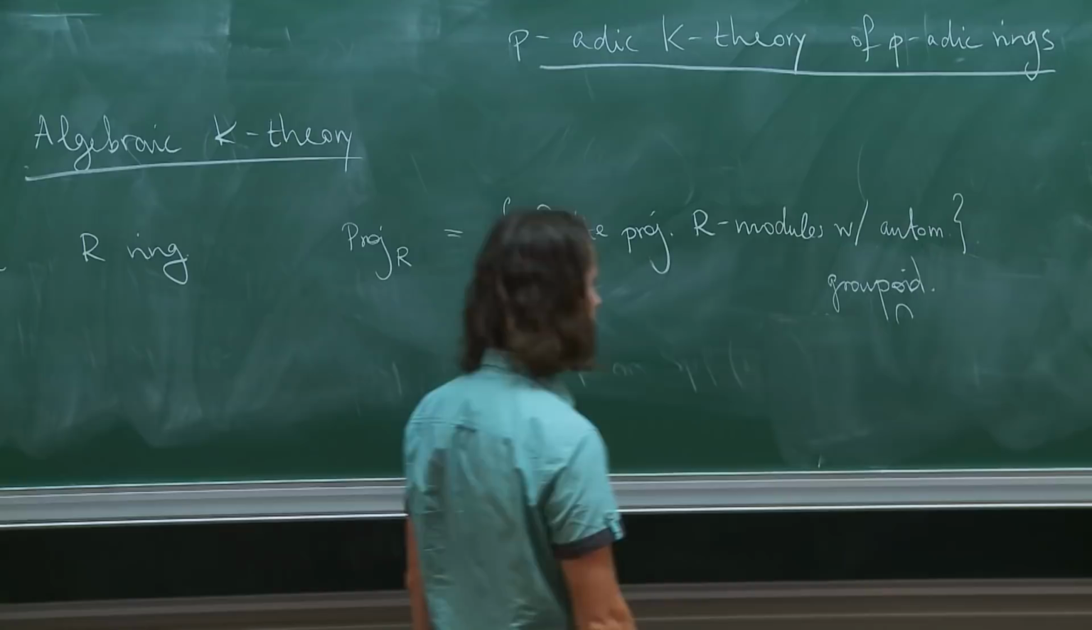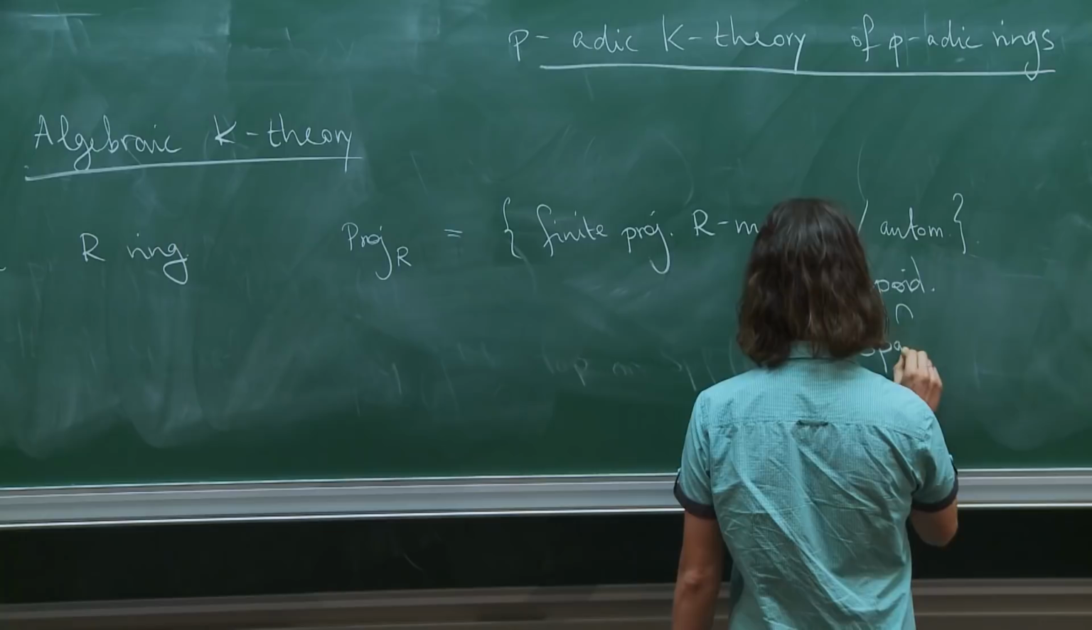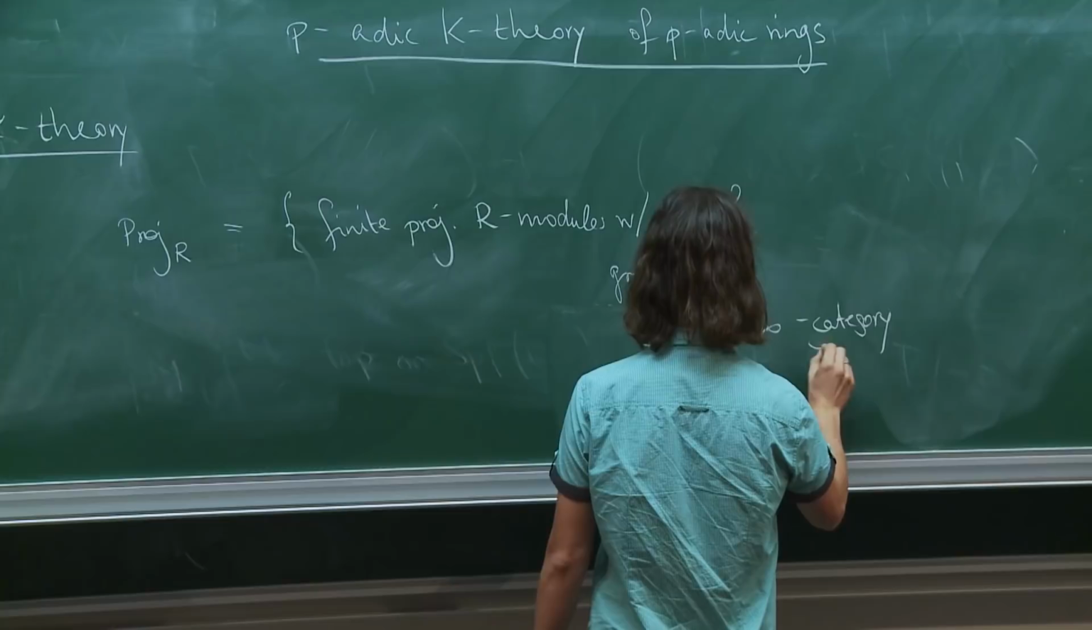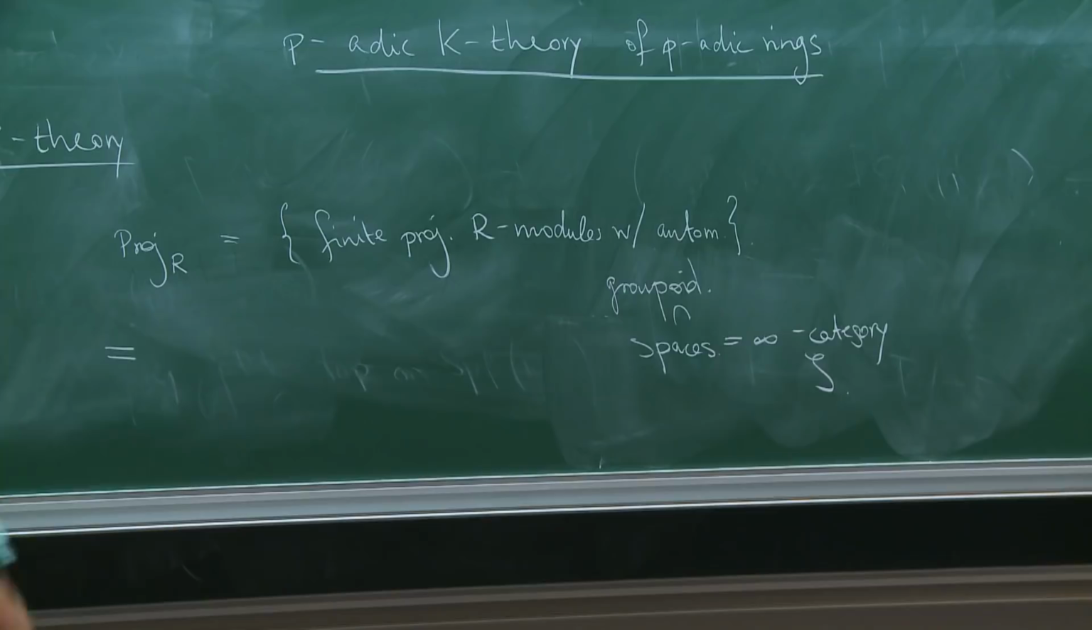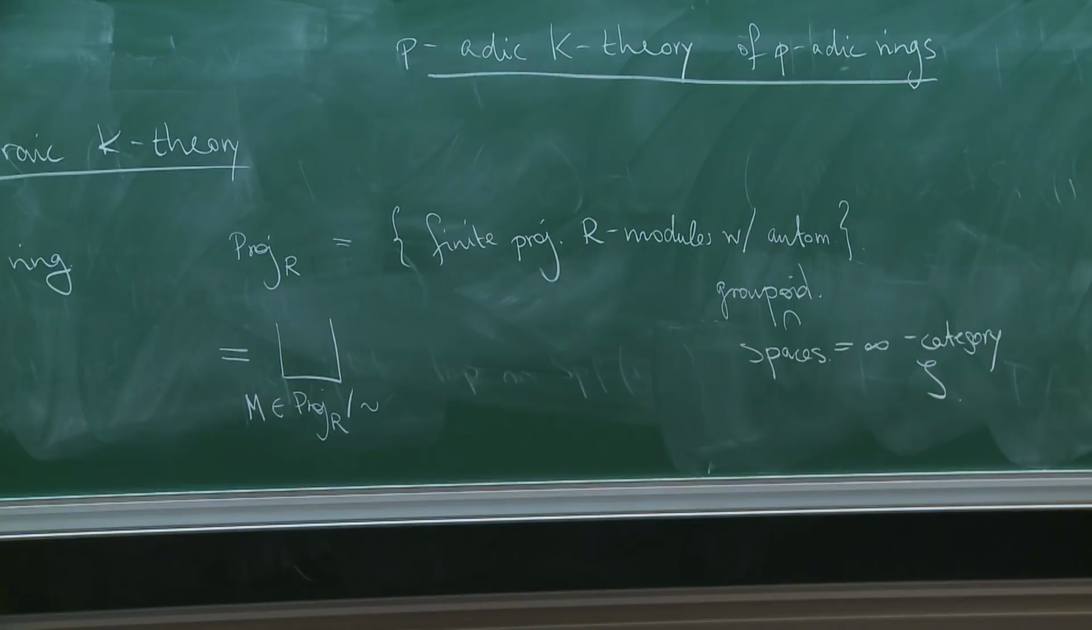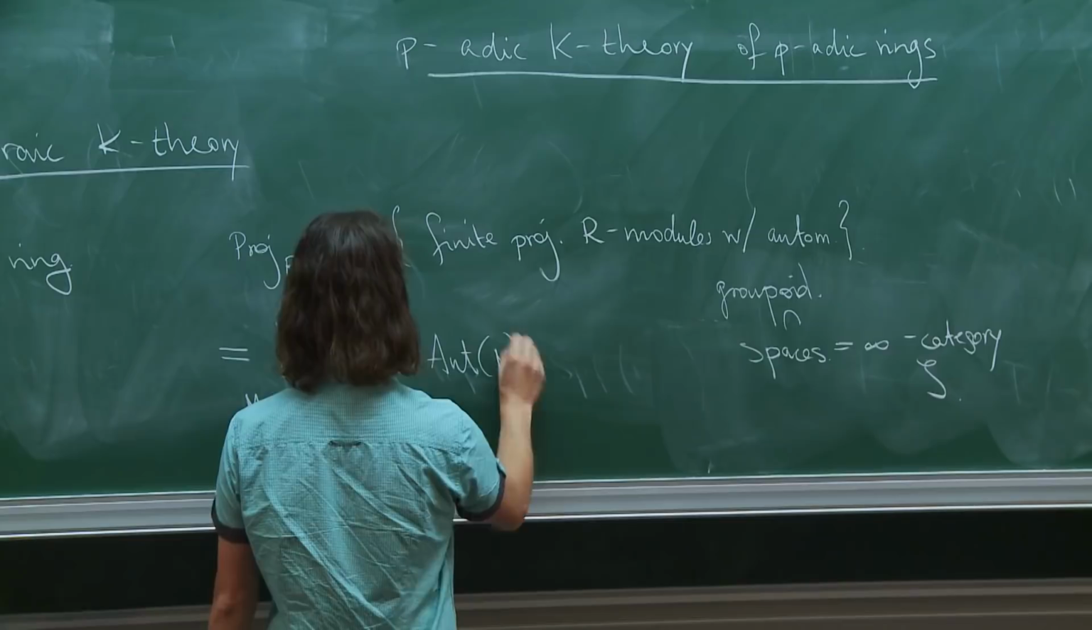If you get used to thinking higher categorically, then groupoids are special kinds of spaces in the sense of Lurie. So these form an infinity category S. Roughly what this translation means is that you think about this category in the following way: it takes a disjoint union over all projective R-modules up to isomorphism, and then for each such, it takes a classifying space of its automorphism group.